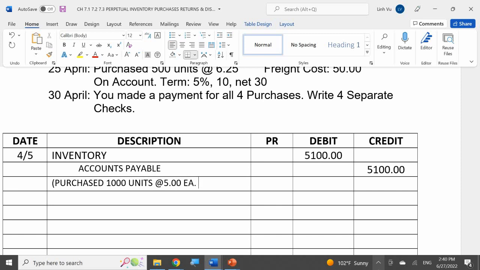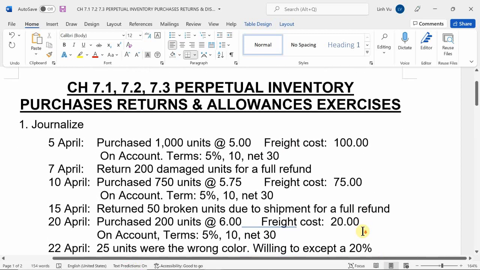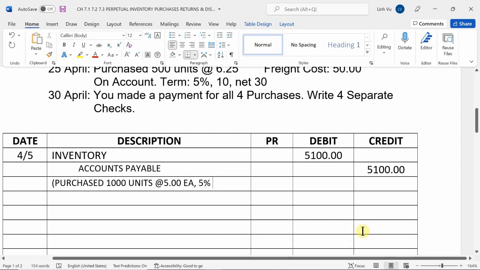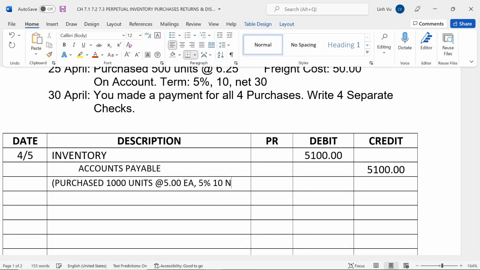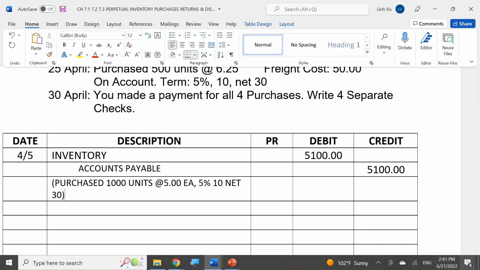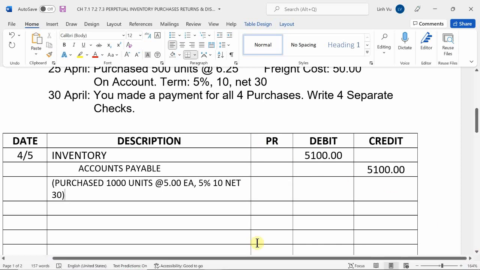Of course, another piece of information I'm going to include is that I can take advantage of a 5% discount if I pay within 10 days. If not, the whole bill is due in 30. So what is 10 days from now? The 15th. So if I pay by the 15th, I will take a 5% discount. If not, it's due in 30 days, so May 5th will be the day that I have to pay this $5,100 in grand total.